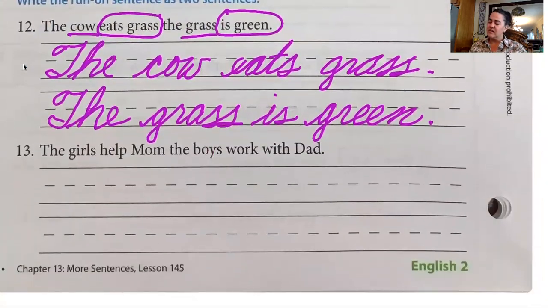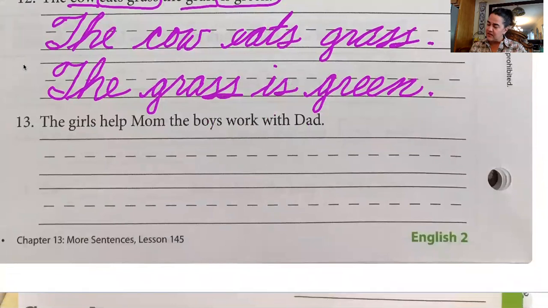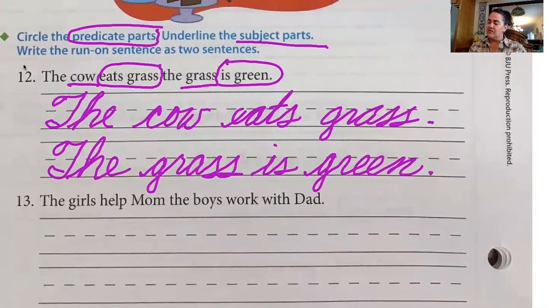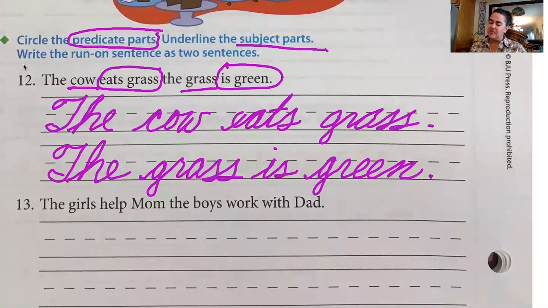Last one. The girls help mom, the boys work with dad. What are we going to do here? Our instructions say to circle the predicate parts and underline the subject parts. Then write the run-on sentence as 2 sentences. So our predicate parts start with the action. What's the action that you see, please? Max. Help. Help is an action. And do you see another one? Quincy? Work. Good. So those are our predicates, right?